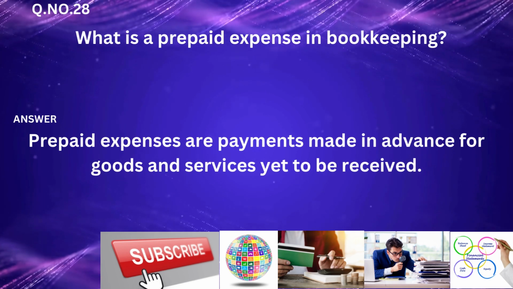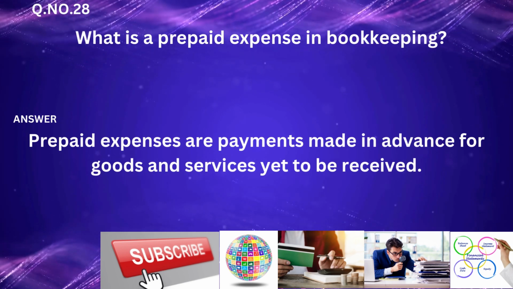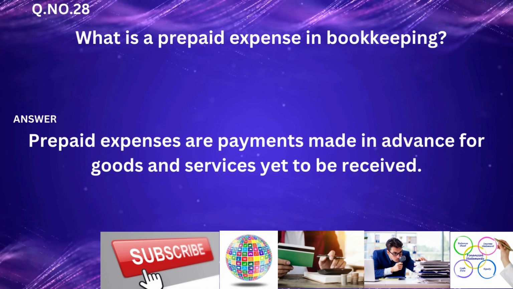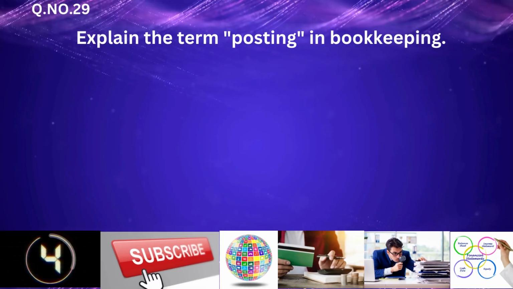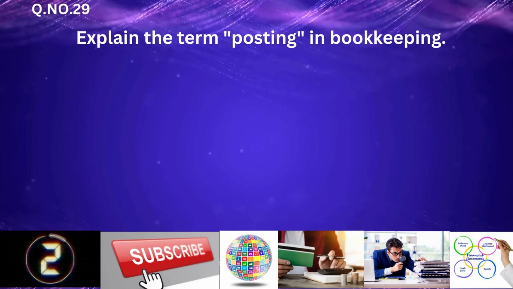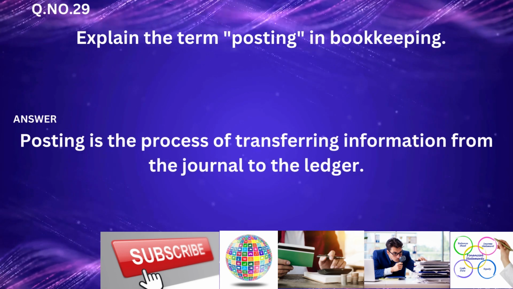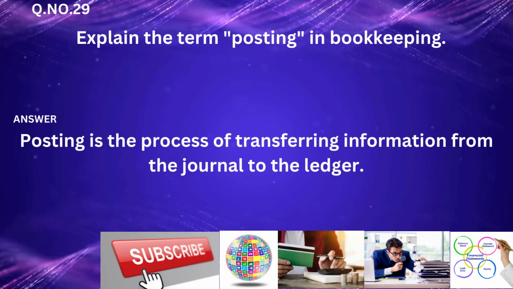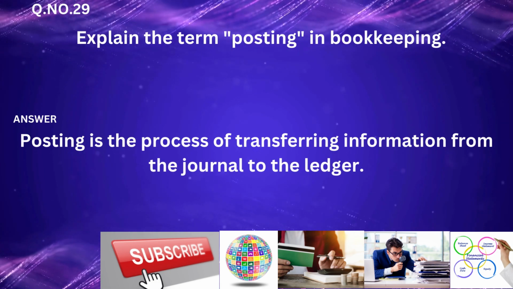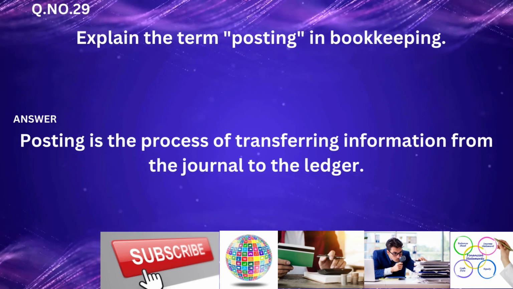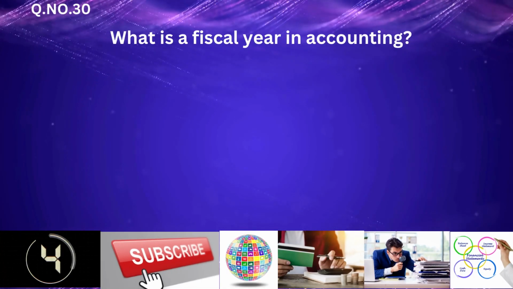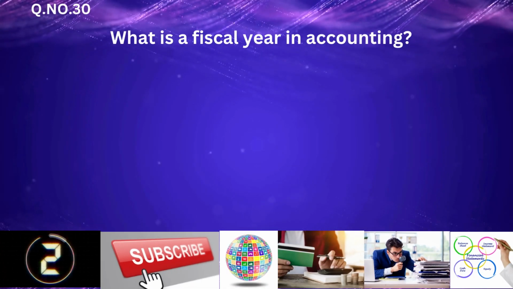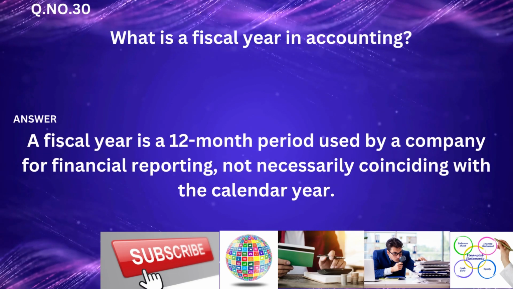Question 36. Explain the term posting reference in bookkeeping. Answer: A posting reference is a notation used to link a journal entry to the corresponding ledger entry. Question 37. What is a trial balance error? Answer: A trial balance error occurs when debits do not equal credits, indicating a mistake in the accounting records.